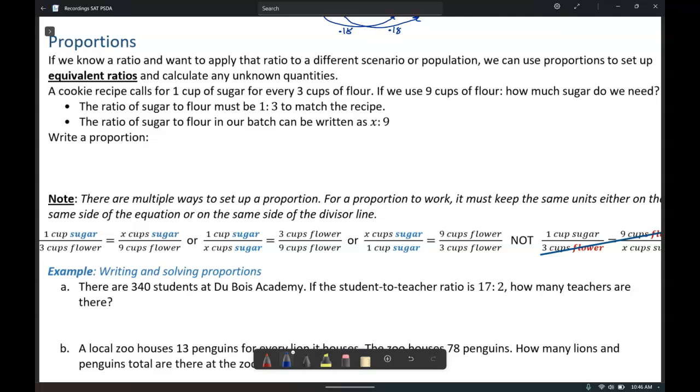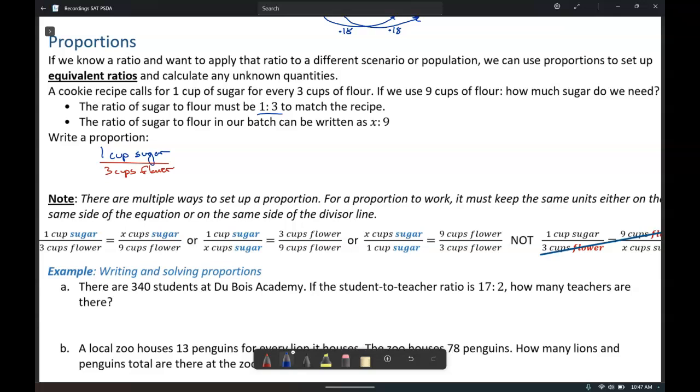The ratio of sugar to flour must be 1 to 3 in order to match the recipe. The ratio of sugar to flour in our batch can be written as x to 9 since we don't know how much sugar we need, but we do know how much flour we're going to use. So we can write a proportion. And we can start with 1 to 3, but write it as a fraction rather than using the colon. 1 cup of sugar compared to 3 cups of flour.